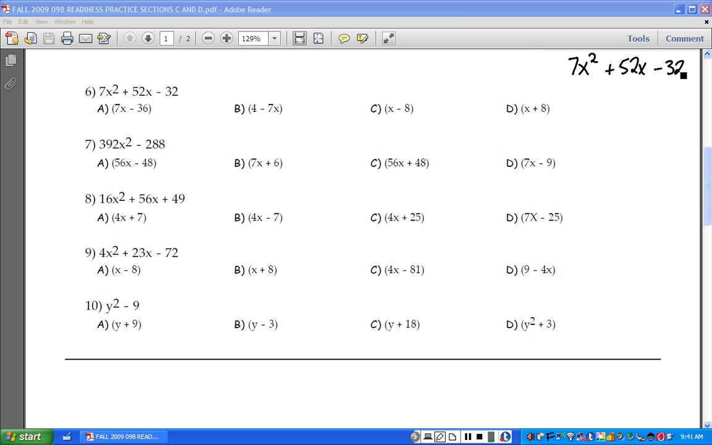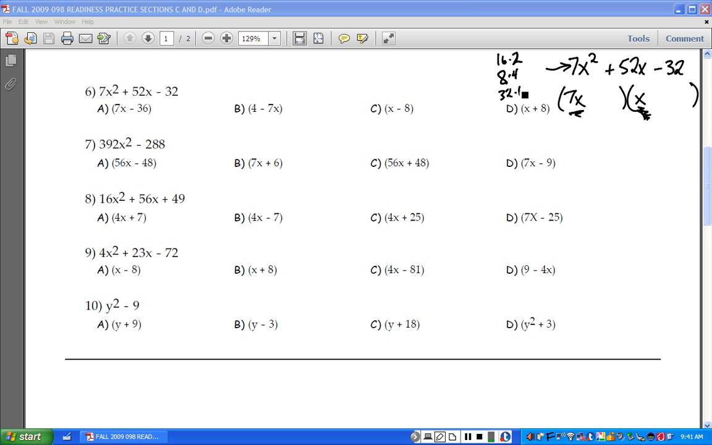We know 7, we have to get it by saying 7 times 1. So 7x times 1x, because it's a 1x we just write the x. So 7x times x is 7x squared. First times first gives us our first. We know that because there aren't any other factors for 7. Now with 32 we have some choices. You have 16 times 2 to get 32, 8 times 4, 32 times 1.